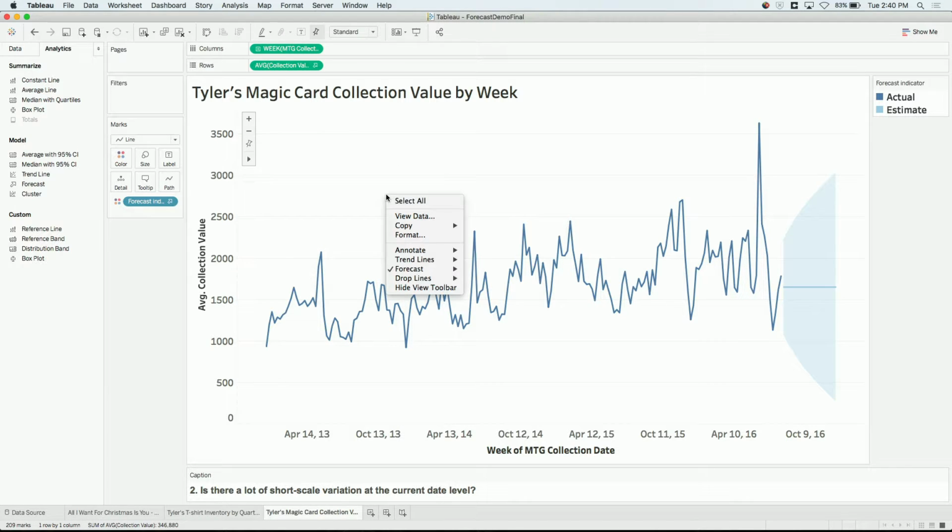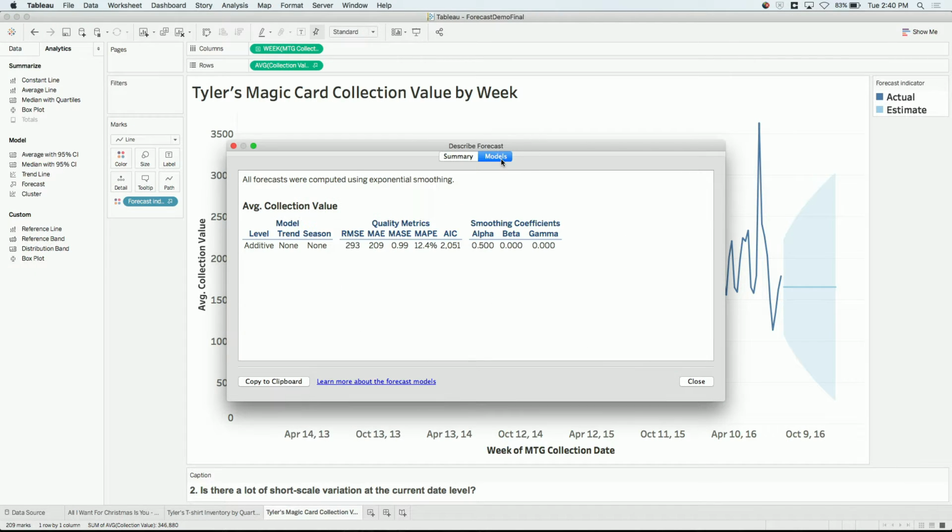Well, but let's take a look at the MASE and see if this is a quality forecast. Describe forecast. And we can see that no, it really isn't. This has 99% as much error as the naive forecast. But again, I think that we can do better.